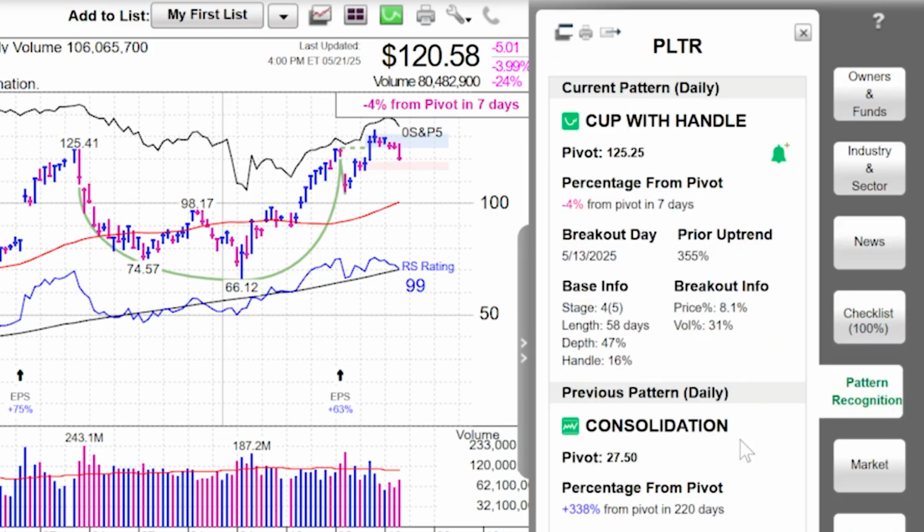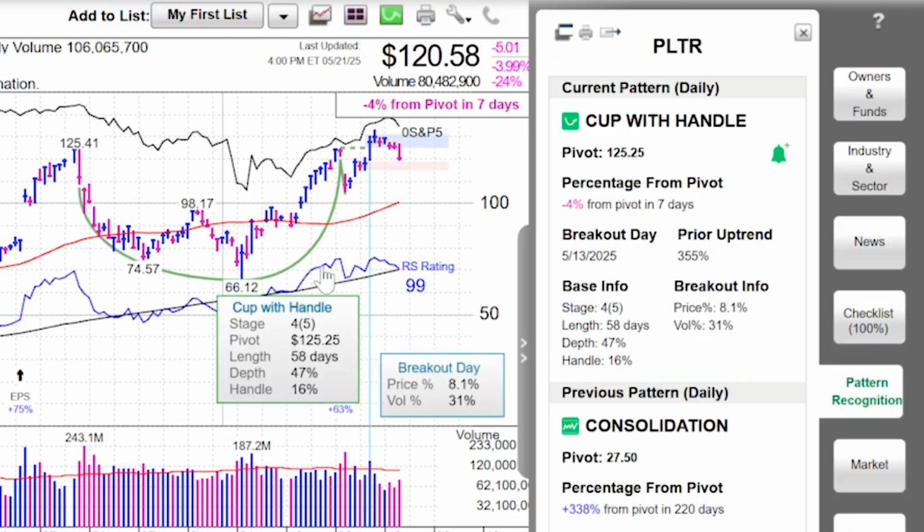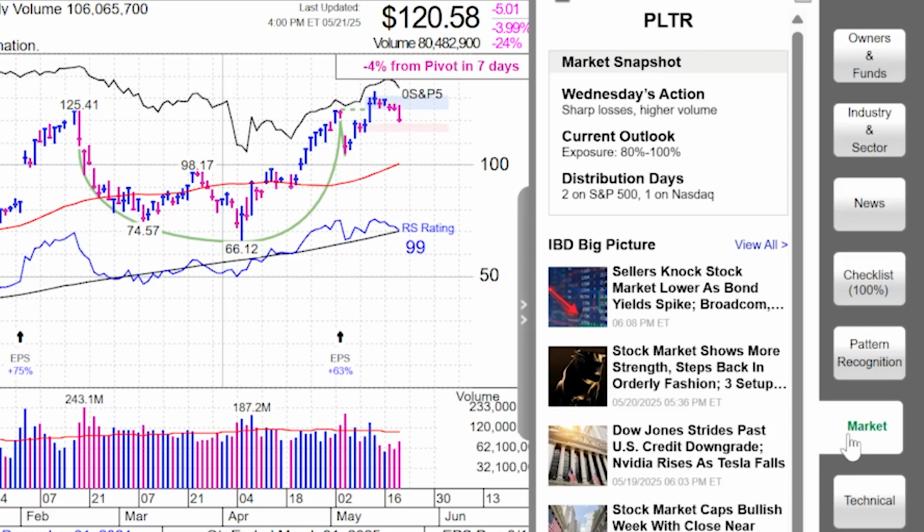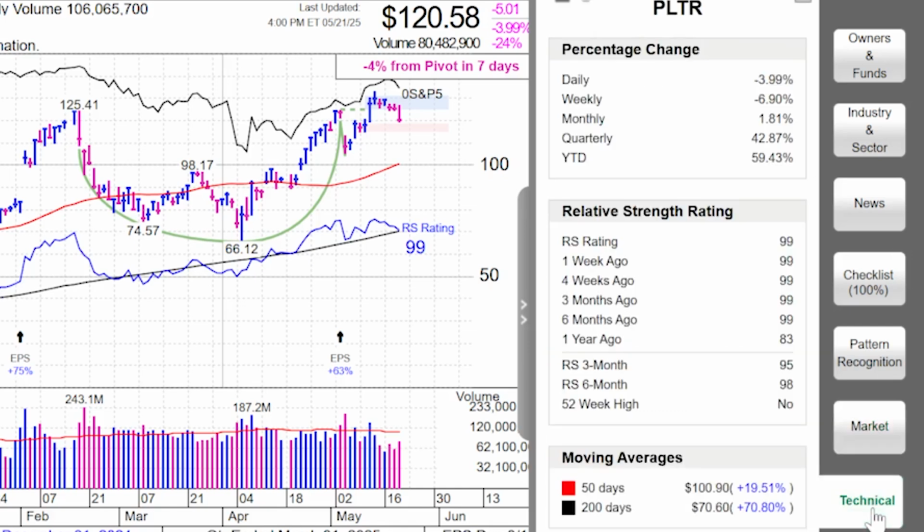If you want to know more about the technical patterns that MarketSurge has identified, you can dive into this pattern recognition panel. It shows that cup with handle pattern, as well as an older consolidation pattern. The market tab gives you mostly information about the market rather than about Palantir stock specifically. And the technical panel gives you some basic information about moving averages and the stock's performance over the last several days, months, quarters, and year.